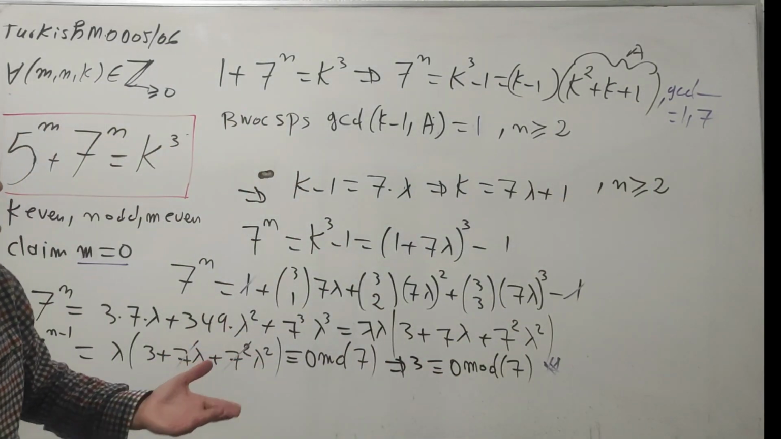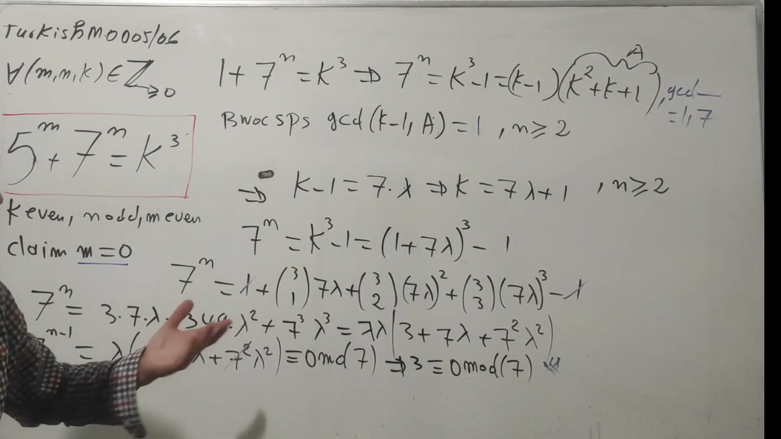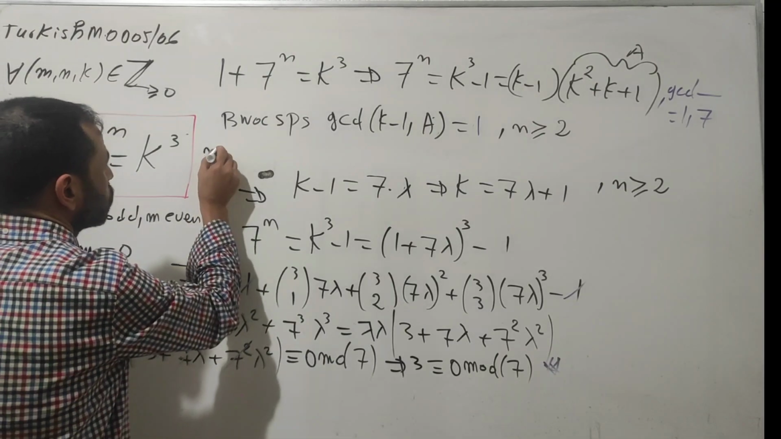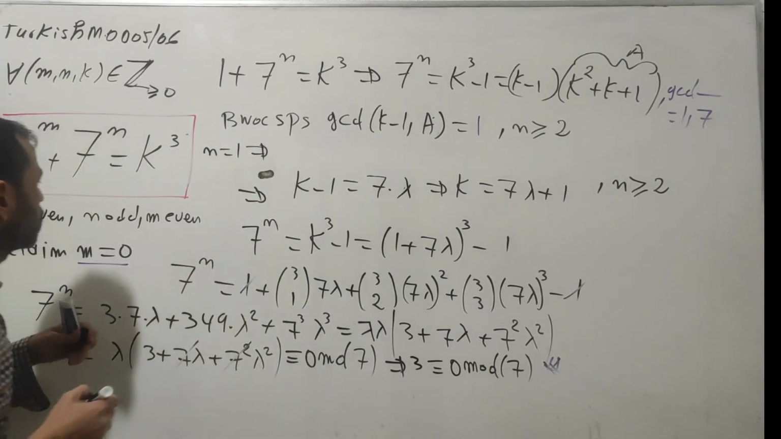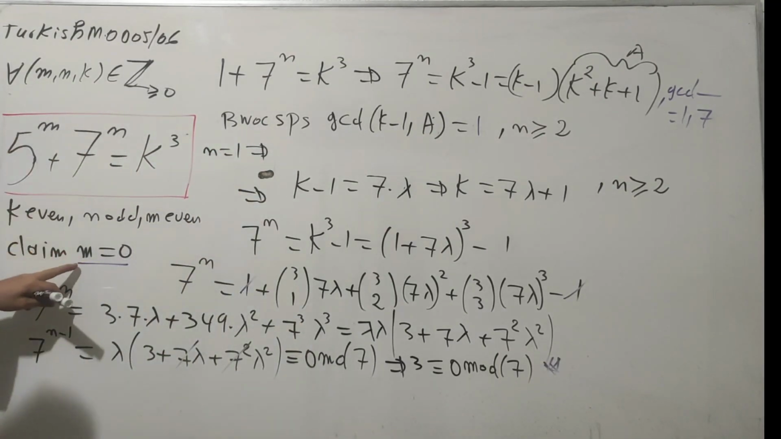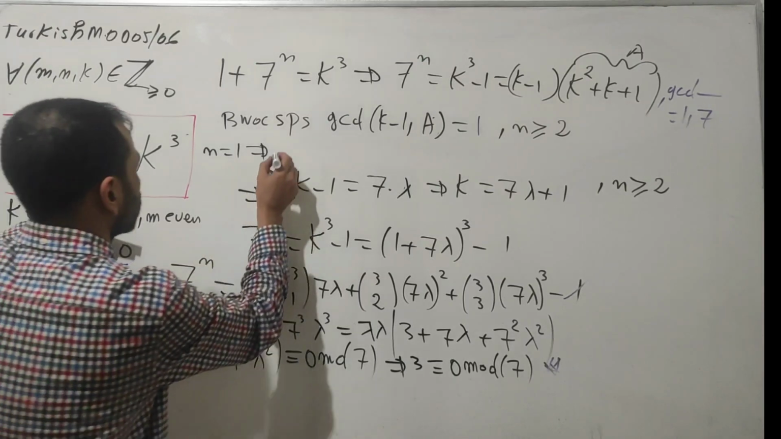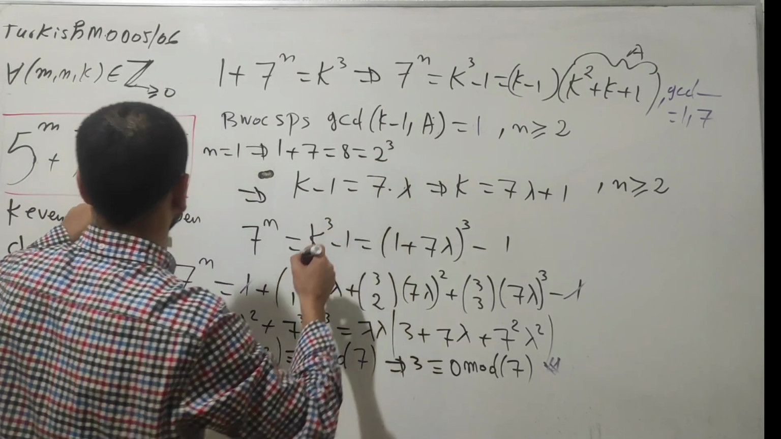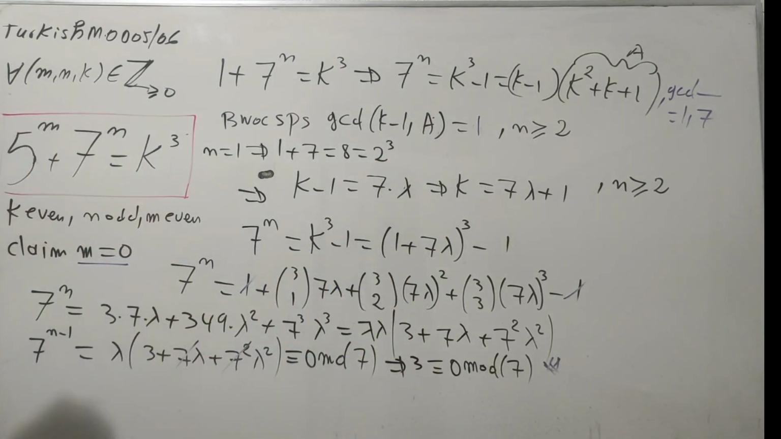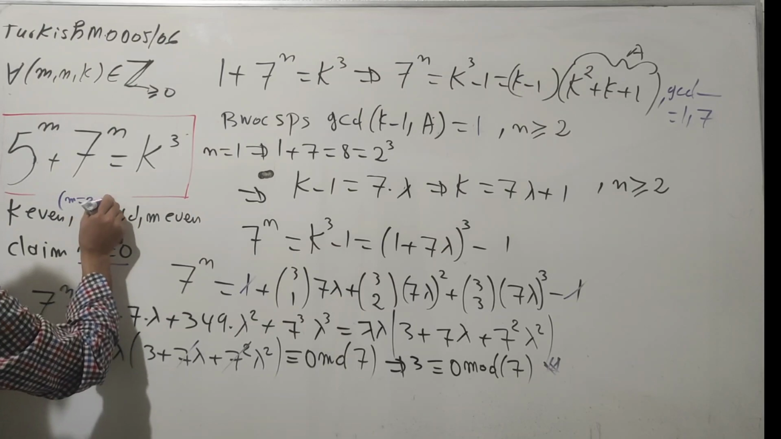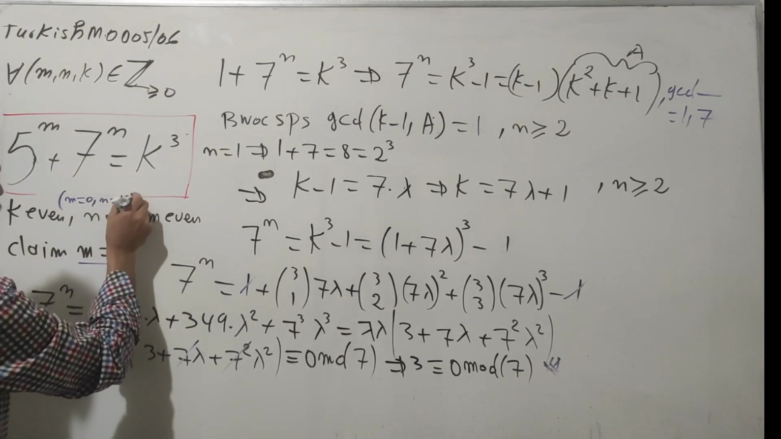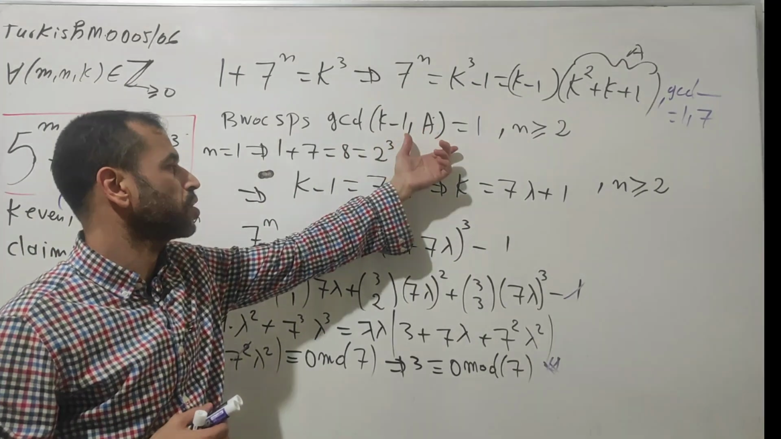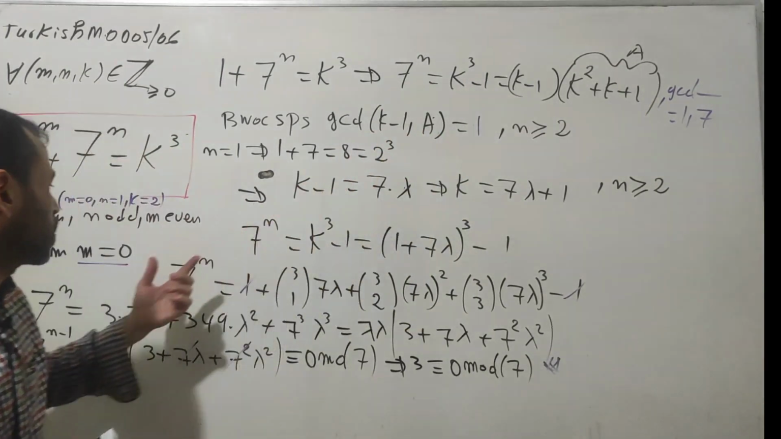So I'm going to check n equals 1 as well, because we need to check the case where we have a solution. Since m equals 0 here, I get 1 plus 7, which equals 8, which equals 2 cubed. That is a solution for this equation: m equals 0 and n equals 1 with k equals 2.